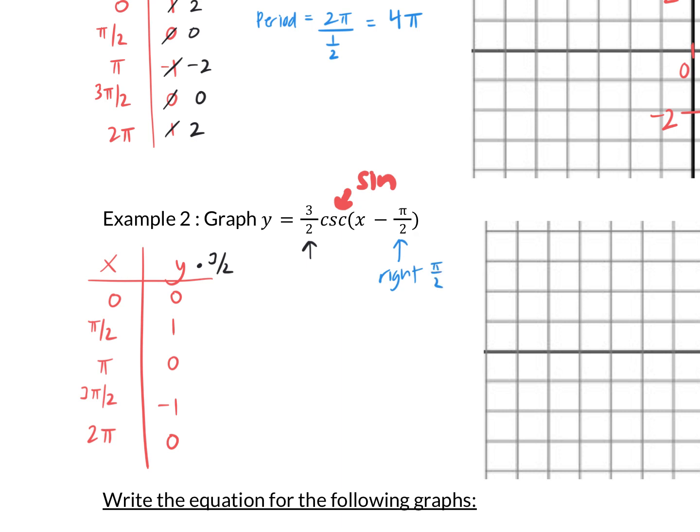Okay, so multiplying by 3/2 would give me 0, 3/2, 0, -3/2, and 0. Shifting it right 2 for my x's is just going to add pi over 2 to my x's, so this becomes pi over 2. So these are all just going to shift over 1, and then leave us with 5 pi over 2.